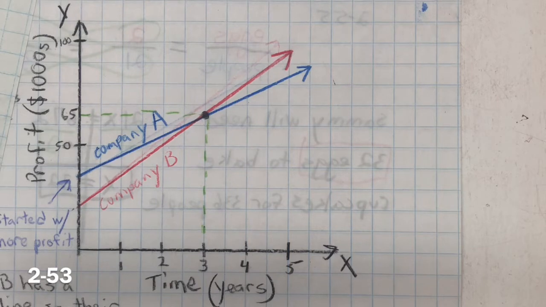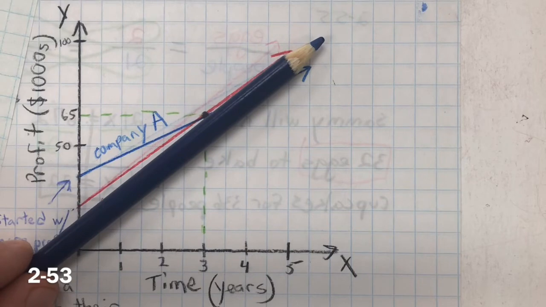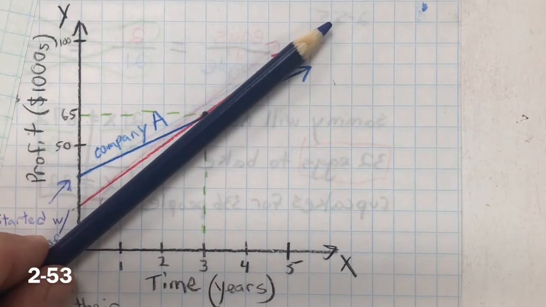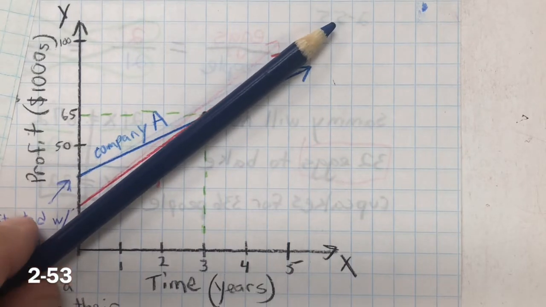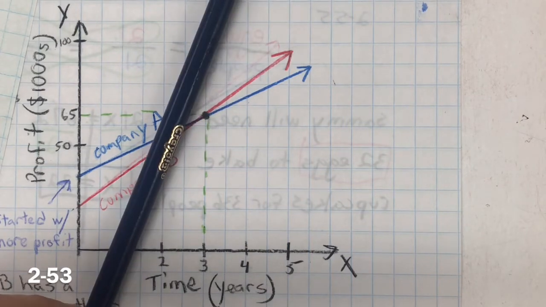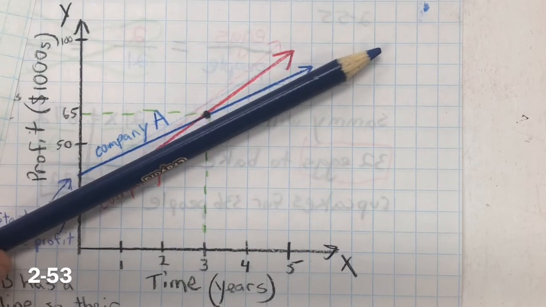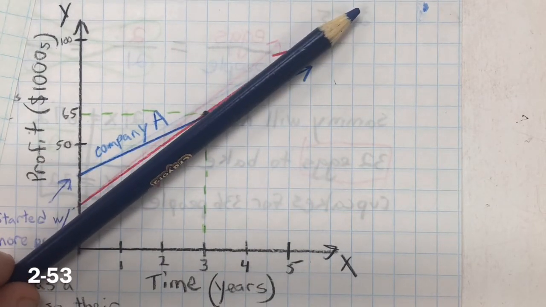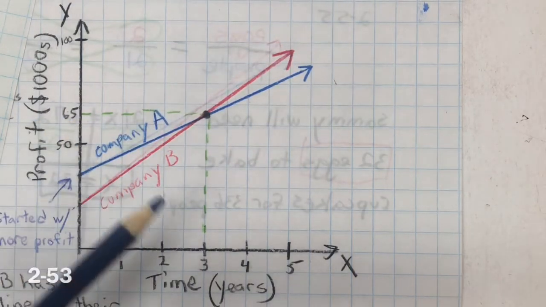For part D, which company's profits are growing more quickly, and how can you tell? Well, just looking at these lines, the steeper the line is, the greater the rate of change. Think of a ski slope. The steeper the ski slope is, the faster you would be going. The same is true for the line on the graph. The steeper the line is, the greater the rate of change, so the more profit per year.